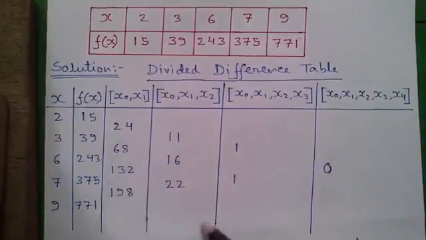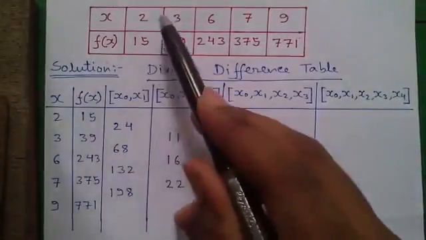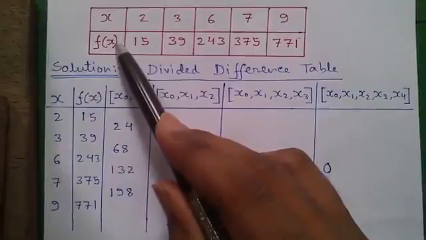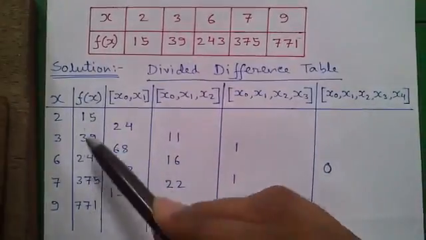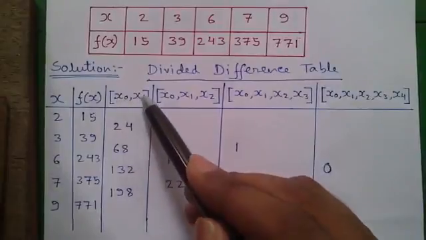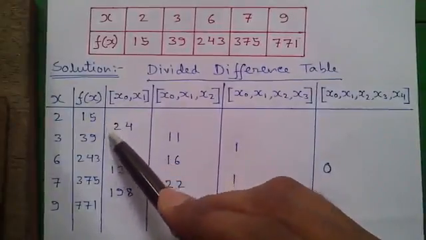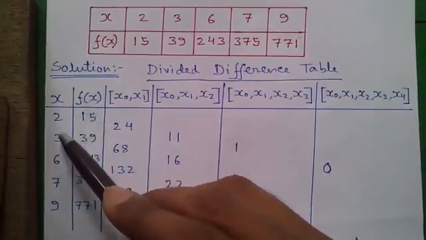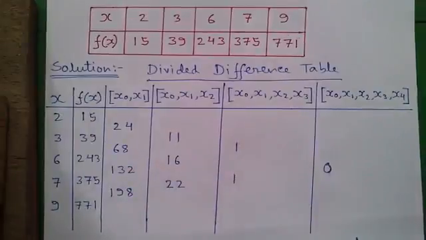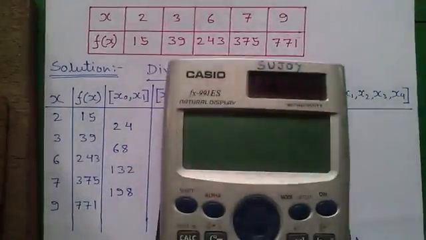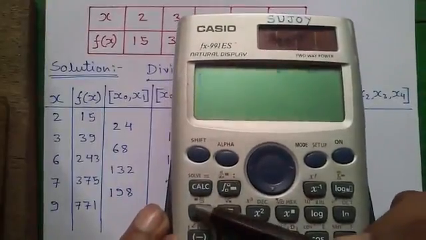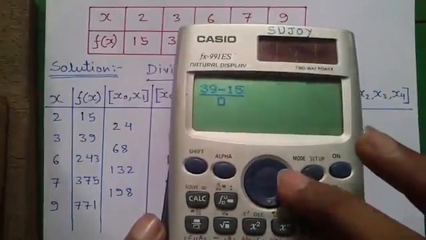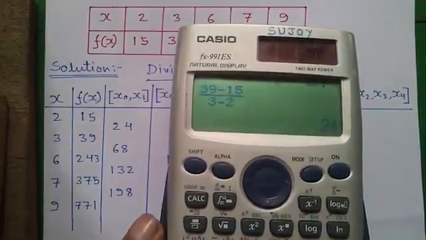For that, first construct this table and write all the x values vertically. Next, write all f of x values, also called y values, vertically next to it in the next column. And next column is called x0, x1 column. And here, this number can be obtained by this number minus this number divided by this number minus this number. So let's do it. For that, press the fraction button on the calculator, and 39 minus 15 divided by 3 minus 2, that is equal to 24.